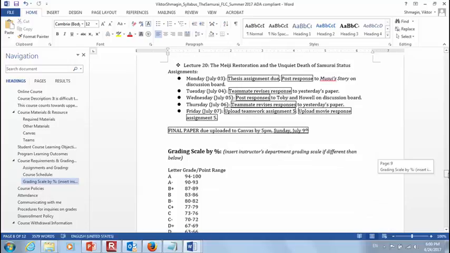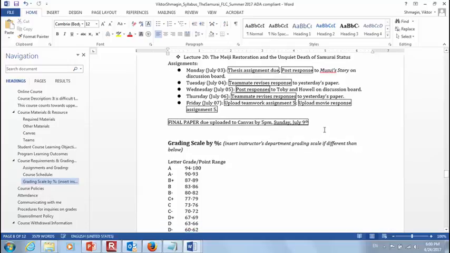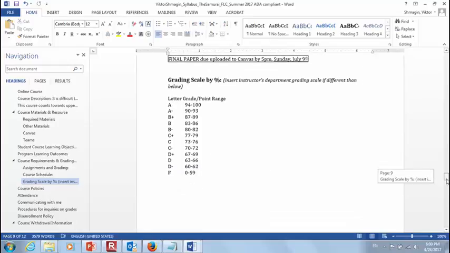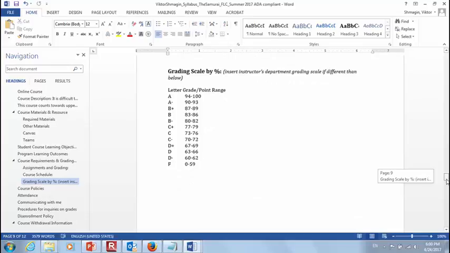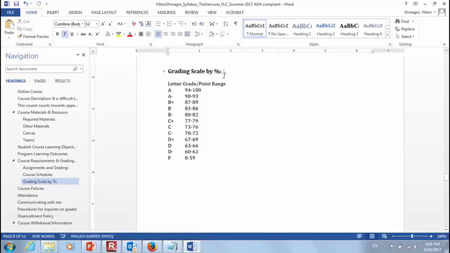And then you'll have a final paper due, uploaded to Canvas by 5 p.m. Sunday, July 9th. Grading scale. This is the grading scale I use. Please consult it at your leisure. And actually, I don't need this anymore because that's what this is. Grading scale by percent.